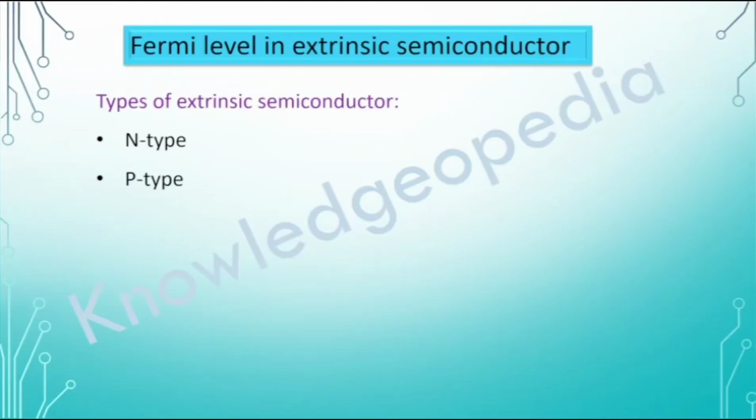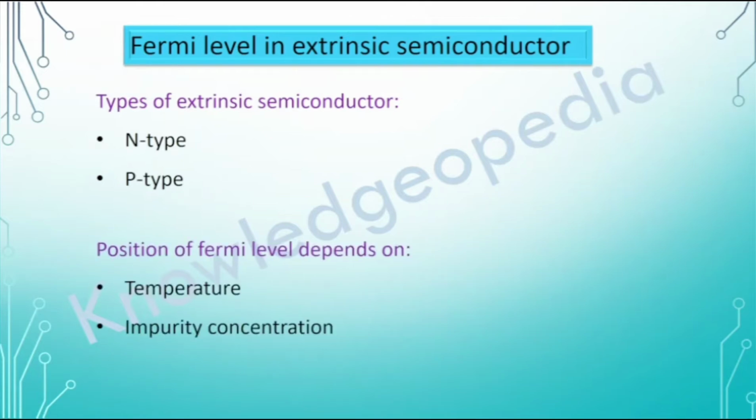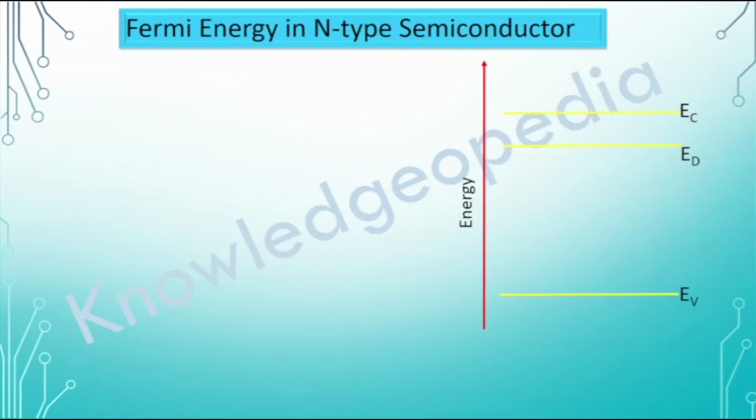All of you know that there are two types of extrinsic semiconductor, that is N-type and P-type. This classification is based on the type of material we use for doping the intrinsic semiconductor to make it extrinsic. Further, the position of the Fermi level depends on two factors, that is temperature and impurity concentration, that is the concentration of dopant atoms we use for doping. Today we will see how the Fermi level changes its position with variation in temperature.